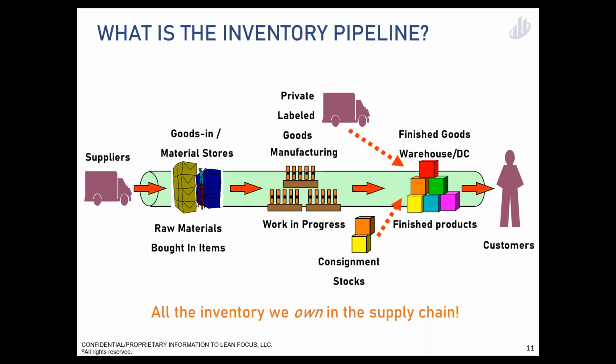You can see at the top, there may be private labeled goods. At the bottom, you see there may be consignment stocks. You might have vendor managed inventory. We'll touch on some of this stuff later. But all of the inventory we own within the supply chain is what we're talking about when we talk about the inventory pipeline and what it takes to manage inventory successfully.